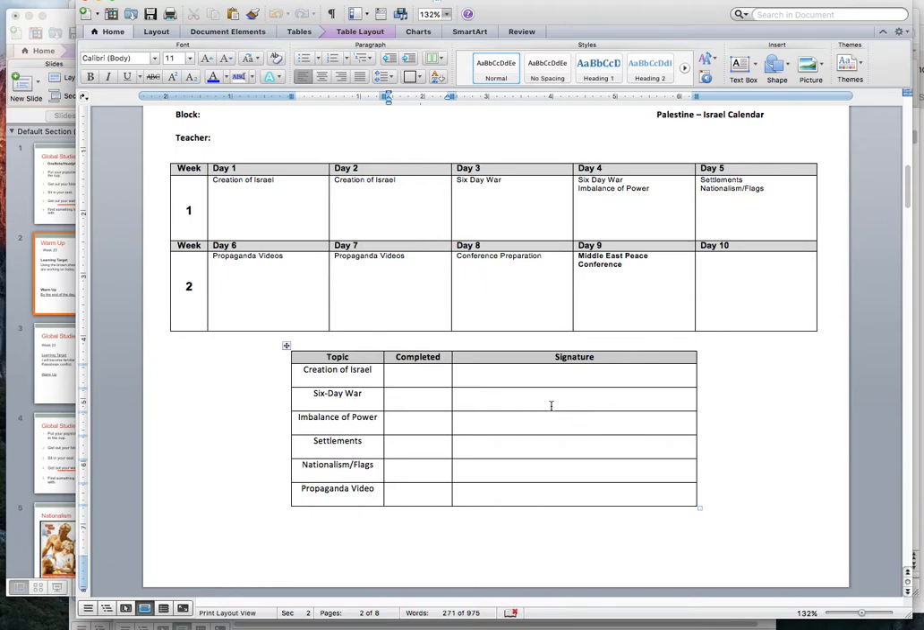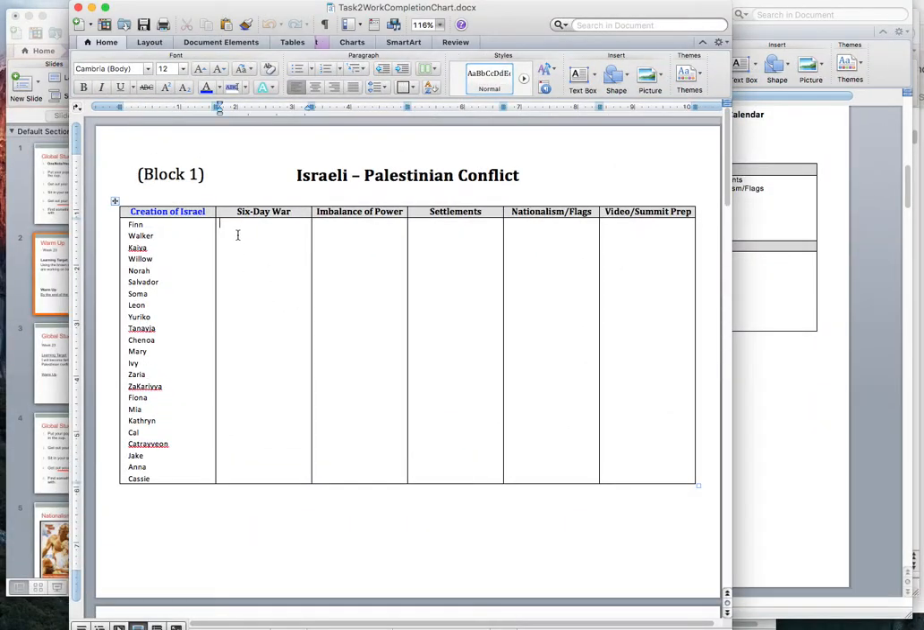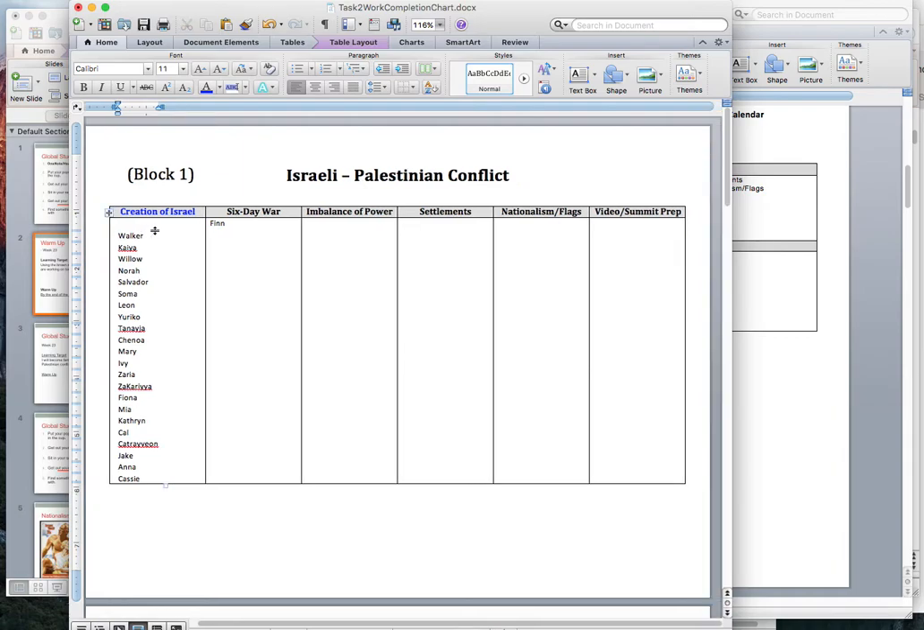What also is going to happen as you go through is I'm going to keep track of who is completing what. So let's say Finn, because he's always my example, finishes the creation of Israel. He will now be on the 6-day war. When he finishes the 6-day war, he'll then go to the imbalance of power and then settlements.